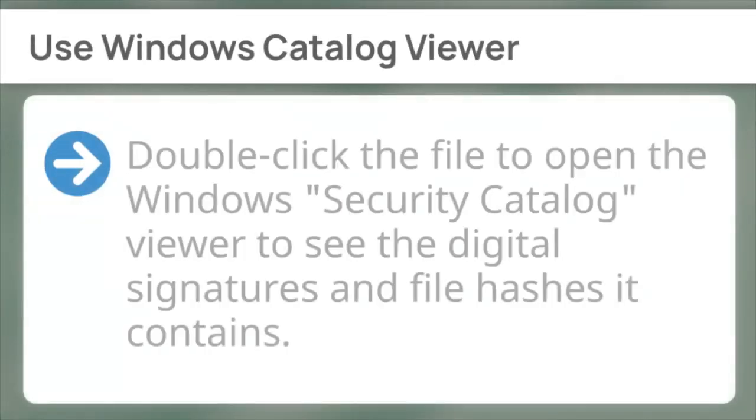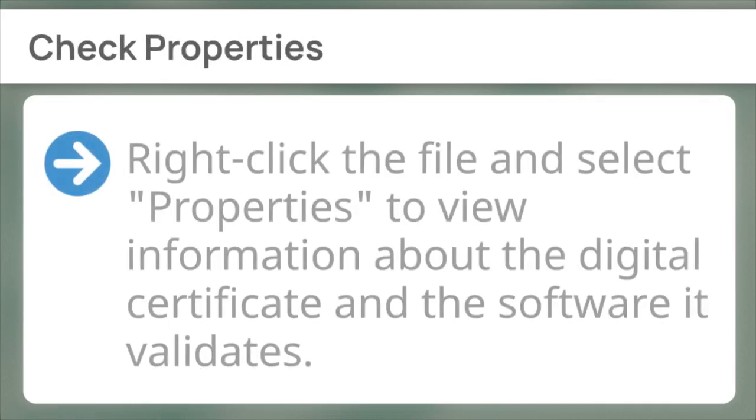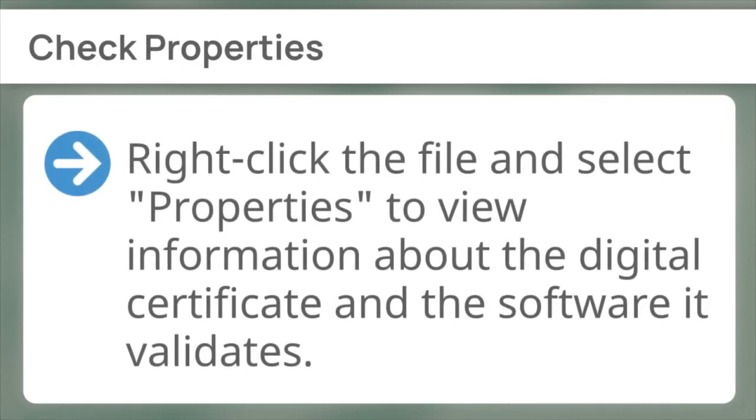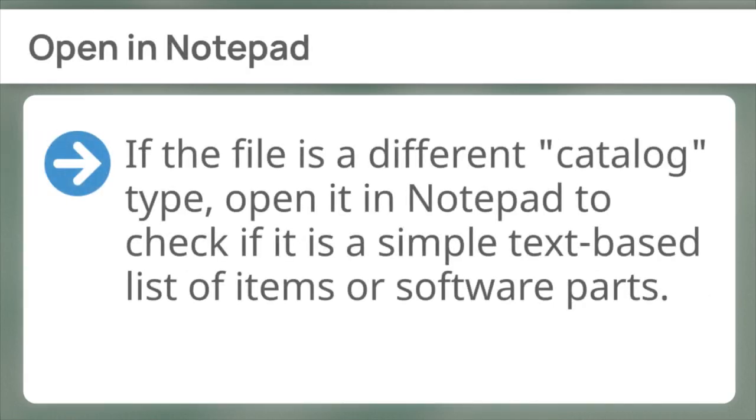First, use Windows Catalog Viewer. Double-click the file to open the Windows Security Catalog Viewer to see the digital signatures and file hashes it contains. Next, check Properties. Right-click the file and select Properties to view information about the digital certificate and the software it validates. Finally, open in Notepad. If the file is a different catalog type, open it in Notepad to check if it is a simple text-based list of items or software parts.